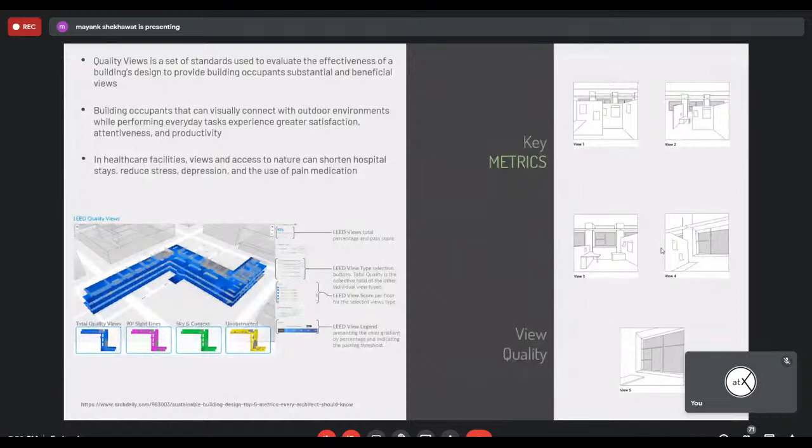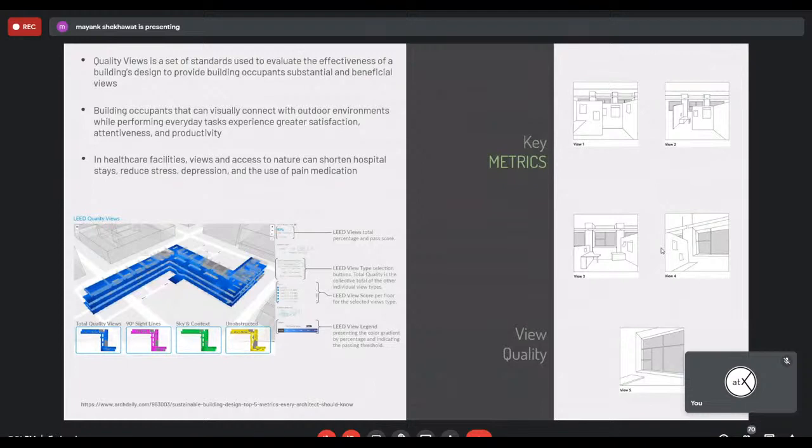Let's say if you're designing an office building, you don't want people to have sick building syndrome. Now, there are other factors to take into account, but quality views is also one of them. In fact, in healthcare facilities, views and access to nature can shorten hospital stays, reduce stress, depression, and the use of pain medication. Again, doing this can get you extra points in LEED. So they have a specific category for hospitals, and providing outdoor spaces or good views or places of respite will get you, these are three different credits I just mentioned, which can be tackled by one strategy.